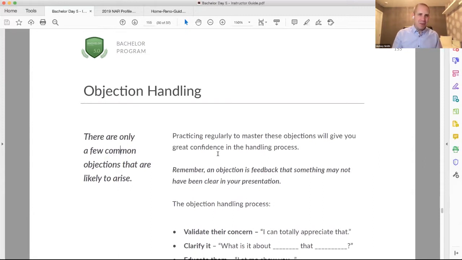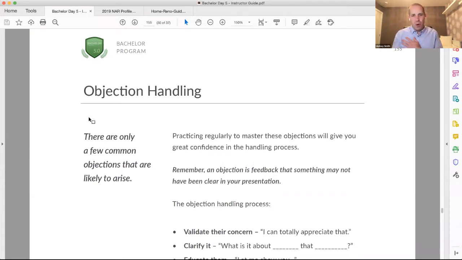Especially when we're talking about objections, there's only a few common objections that are likely to arise. You need to remember that buyers and sellers aren't sitting at home trying to invent new ways to screw you up or new ways to test your knowledge. Of course, there are things that come out of left field every once in a while, but for the most part, there's only a few regular objections that people are going to raise.